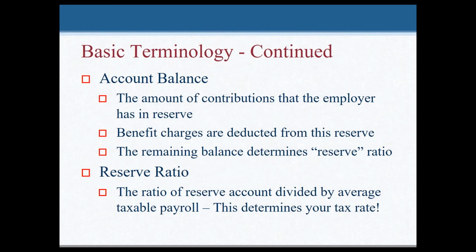And again, just like the benefit cost ratio, that reserve ratio is assigned to a tax table, and then that tax table is what determines your unemployment tax rate for the year. So it's the same concept. They're just getting to that whole calculation in a different way. They're using the common taxable payroll figure, but the relationship is based on two different calculations, two different figures.